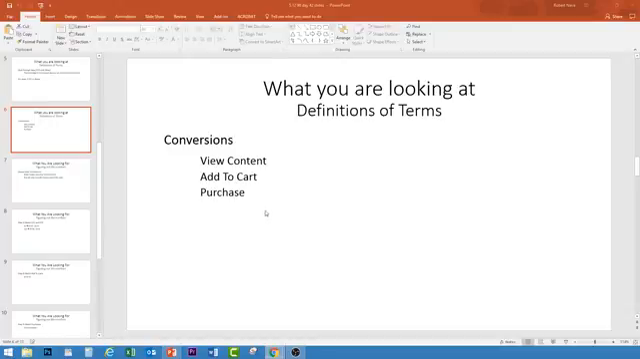Somebody said, is add to cart conversion equal purchase? No, add to cart is when they press the add to cart button on the product page. So when they have your product page open, they click add to cart and it takes them to the cart page. That's add to cart. And then purchase is when they actually complete payment and they make it to the thank you page. Okay, does that make sense to you guys? View content, add to cart, purchase.